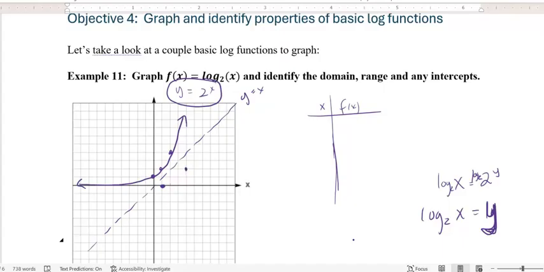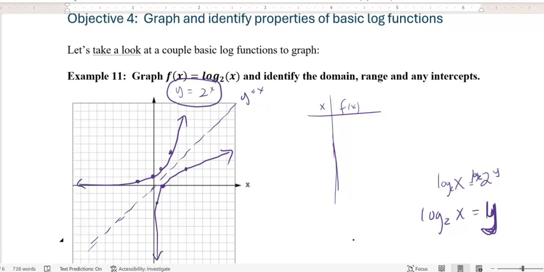And then if this is the point, let's see, what would this be? (-2, 1/4). Then I'd have to have (1/4, -2). And if I did that for all the values, I would get a function that looks like this. That's a reflection around the line y equals x.